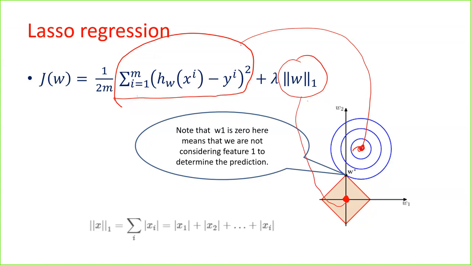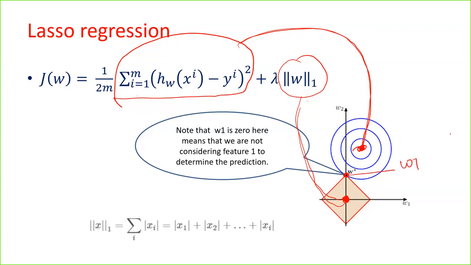According to the first objective, the optimal point is this. According to the second objective, the optimal point is this. Both of them are not the same. Therefore, we look for the intersecting point where both objectives meet. This is the intersecting point where both objectives are meeting. So tell me, what is the value of W1 at this point?